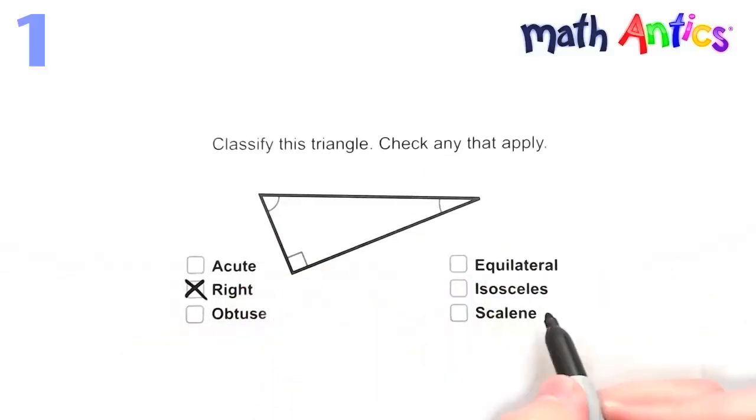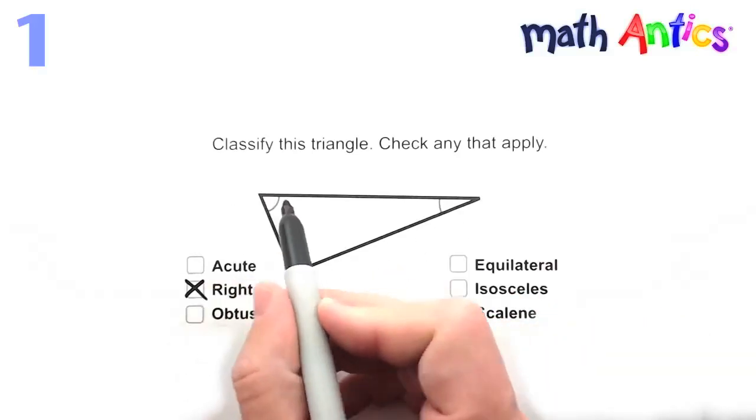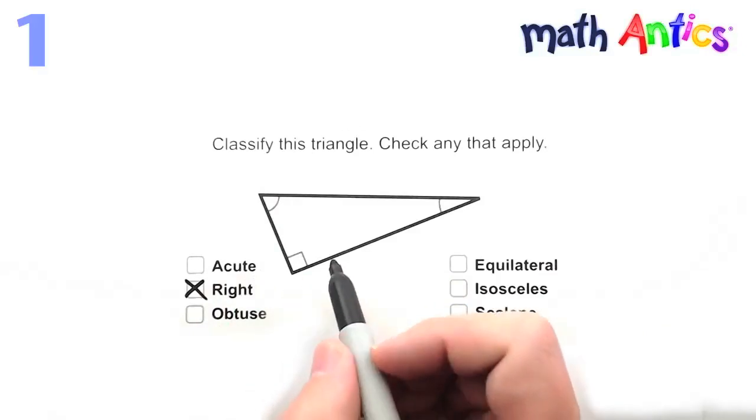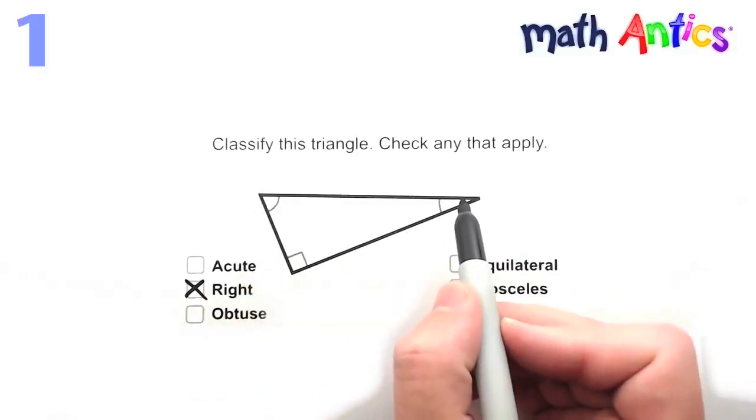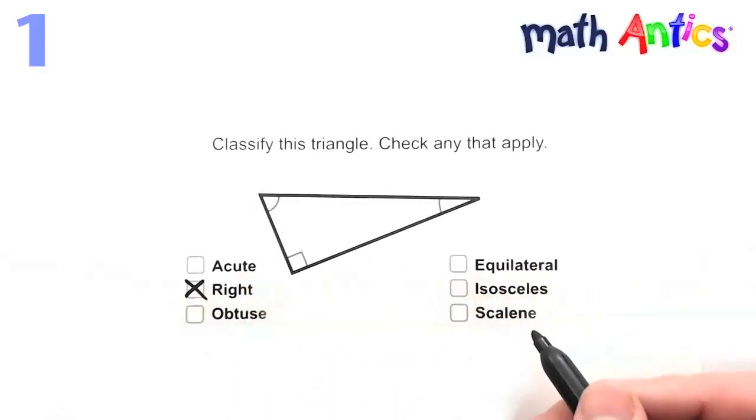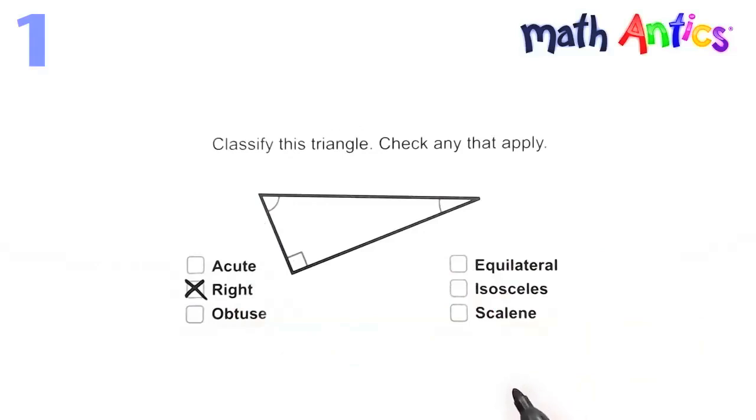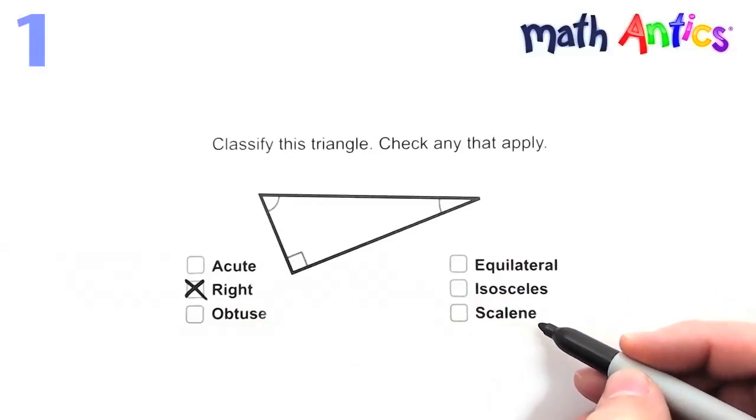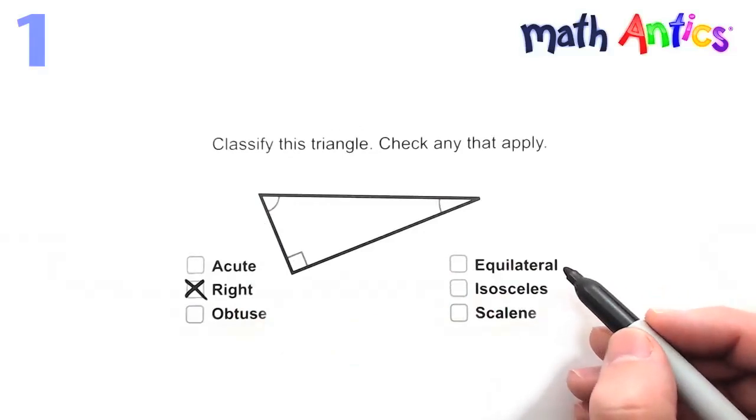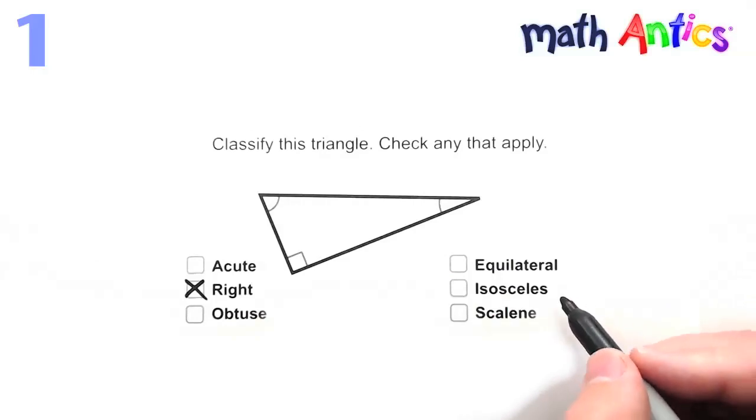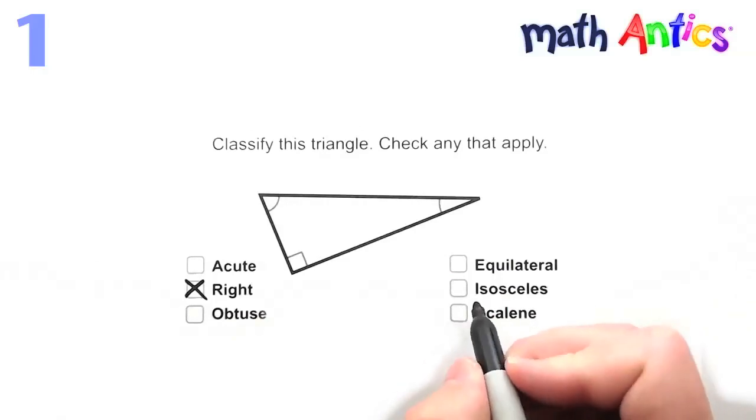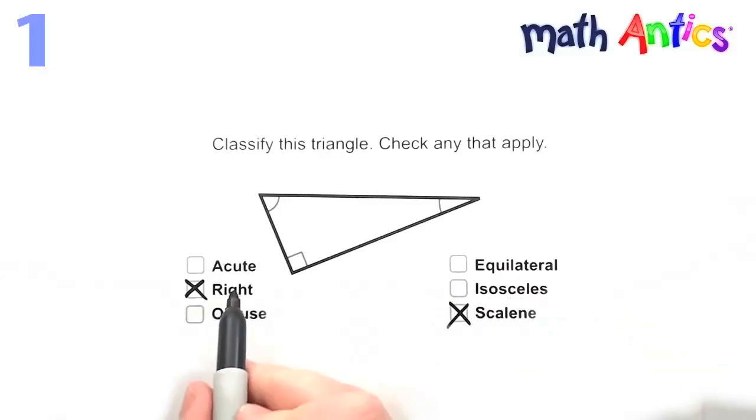And then for the classification based on the lengths of the sides, none of the sides are the same length. This one's really short, and then these two are also different lengths. This is slightly longer than this one here. So all we have to do is remember what name goes along with triangles with all different lengths for the sides, and that is scalene. Remember, equilateral means all the sides are equal. Isosceles means two of the sides are equal. Scalene means none of the sides are equal. So this is a right triangle that is also scalene.